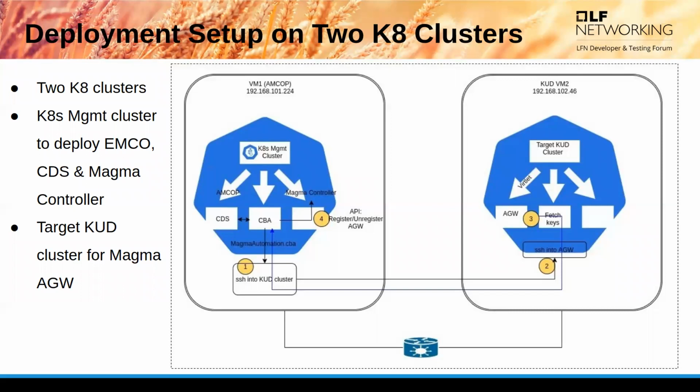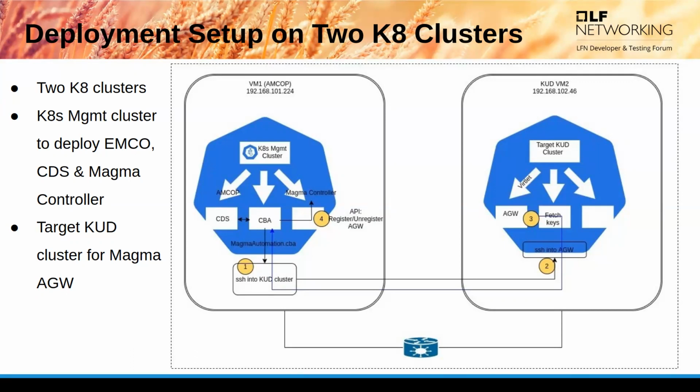So what you see here, the steps 1, 2, 3, and 4, are primarily involved in doing the automation, wherein the CBA, which is going to get exercised from the CDS, is going to do an SSH from this VM all the way to the second VM, the KUD VM, and from there it's going to connect to the access gateway and fetch back the hardware ID and the challenge key of the access gateway, which identifies that access gateway, and then bring it back in the CBA and use that to connect with the Magma controller using the REST interface of the Magma controller itself.